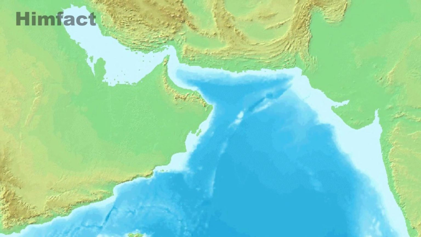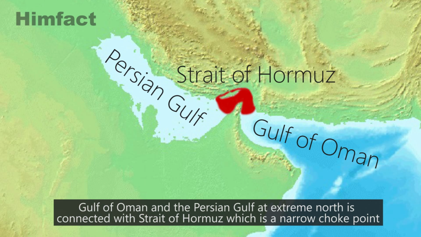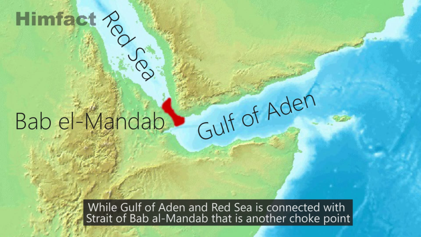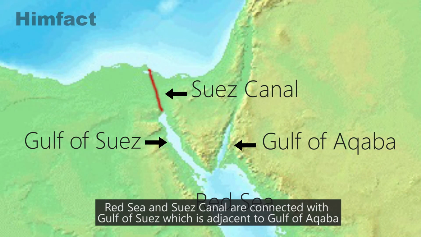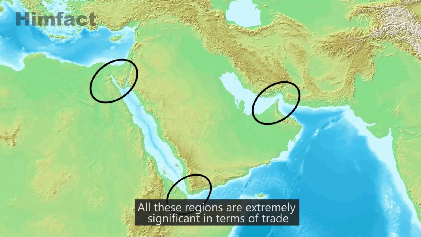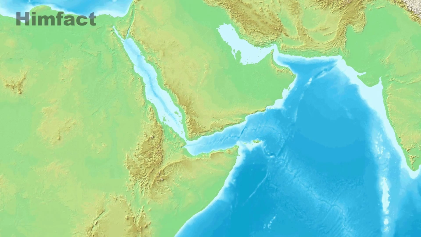Gulf of Oman and Persian Gulf at the extreme north are connected with the Strait of Hormuz, which is a narrow choke point, while Gulf of Aden and Red Sea are connected with the Strait of Bab al-Mandab, that is another critical choke point. Red Sea and Suez Canal are connected with the Gulf of Suez, which is adjacent to the Gulf of Aqaba. All these regions are extremely significant in terms of trade as they provide the shortest route to connect Europe, Middle East and South Asia.